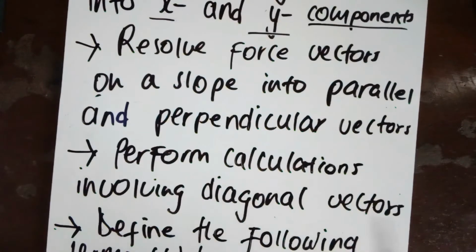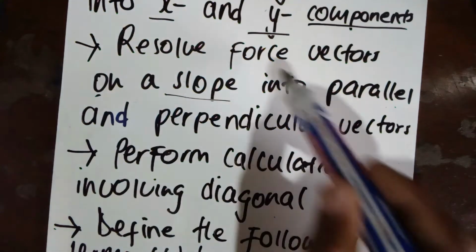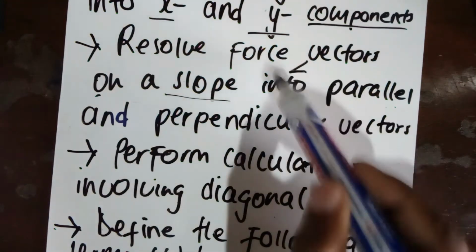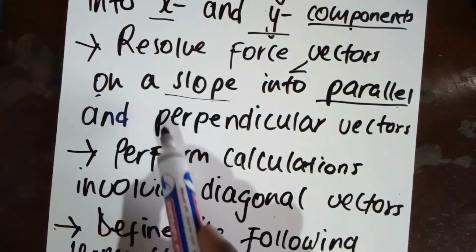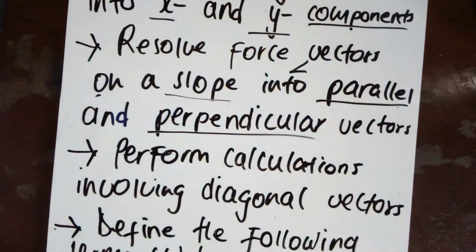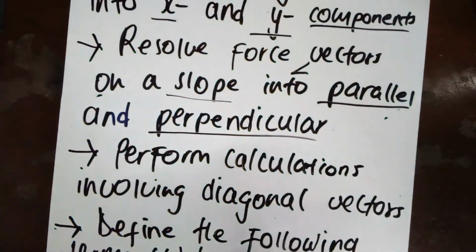And then you also have to resolve force vectors on a slope. So remember, a slope is something like this. So you have to also be able to resolve those force vectors into what we call parallel and perpendicular components. It's not vectors here, it's perpendicular components.